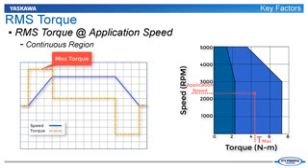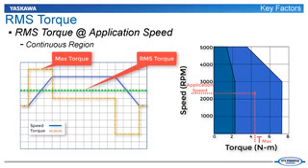Another torque calculation is critical for sizing, the RMS torque. RMS torque is a time-weighted average of the torque during a complete machine cycle, and represents an equivalent steady-state torque level. For example, a servo motor with 1.2 Newton-meters RMS torque will experience the same heat rise if it produces 1.2 Newton-meters constant torque. So it is also important to ensure that the RMS torque at application speed falls within the continuous region of the speed-torque curve.